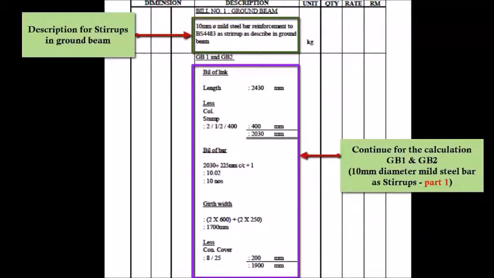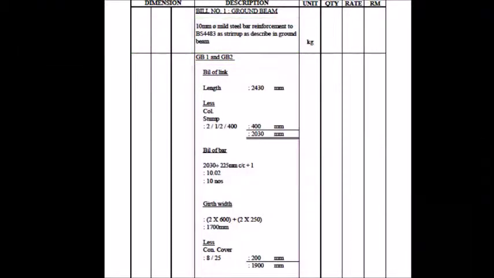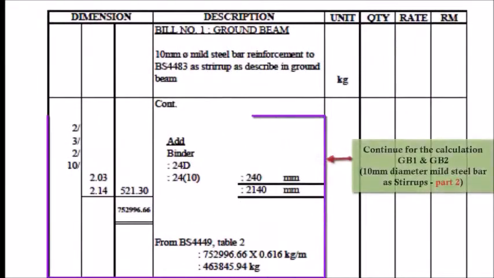After that, continue the calculation for the 10 mm diameter mild steel bar as strips. Then, proceed to calculate the total mass of the 10 mm diameter mild steel bar as strips.